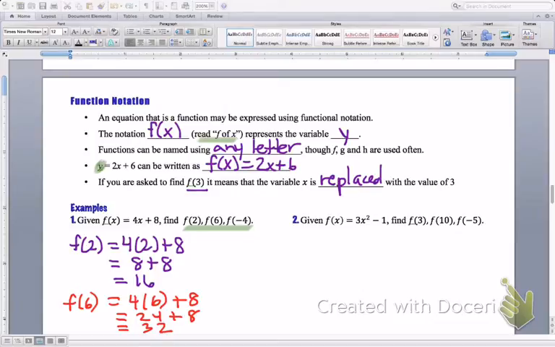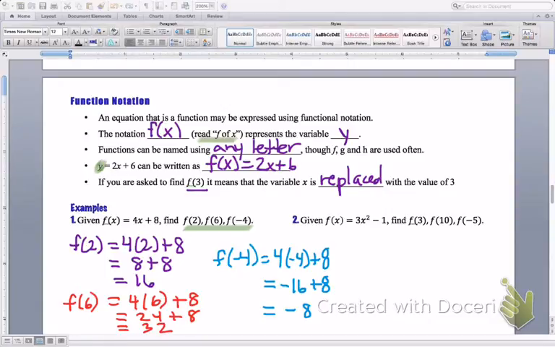We're now going to evaluate at negative 4. So now f of negative 4. We're going to go ahead and plug in the number negative 4. So 4 times negative 4 plus 8. So 4 times 4 is 16, but one of the 4's is negative, so we get negative 16 plus 8. Opposite subtract, so we're going to get negative 8. And I've just evaluated the function f of x for 3 values, 2, 6, and negative 4.